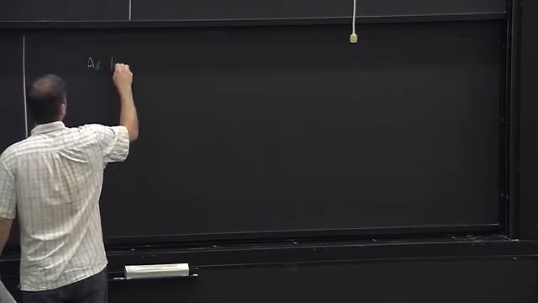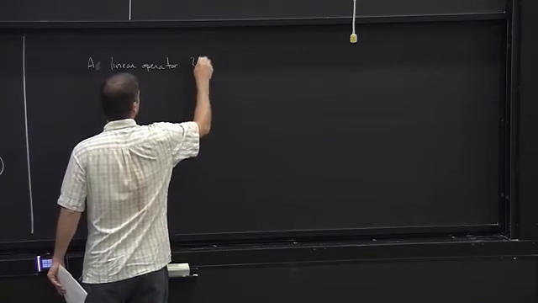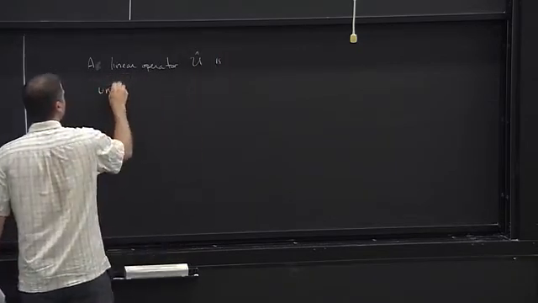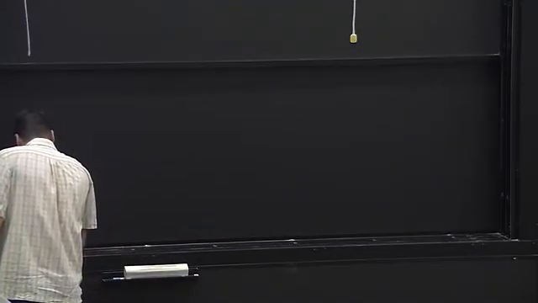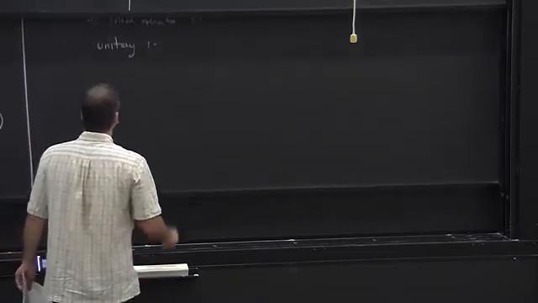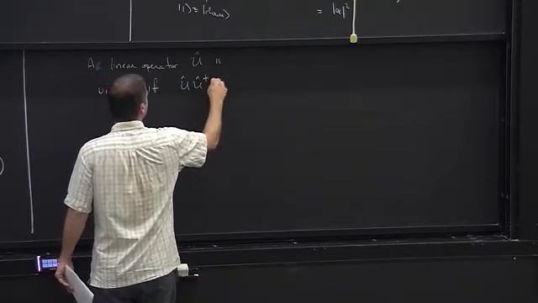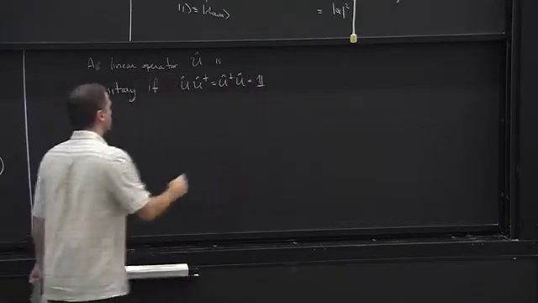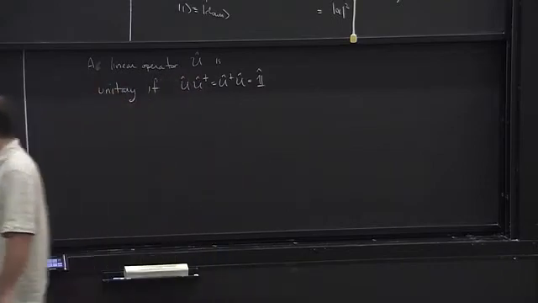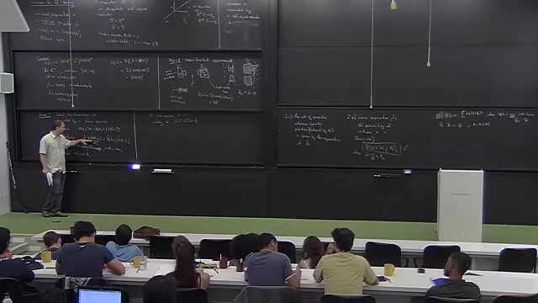A linear operator U is unitary if U dagger U is equal to the identity. So it's a matter of essentially taking the adjoint of this differential equation. This would be a good problem for the students to work out in the tutorial. Take the adjoint of this equation.